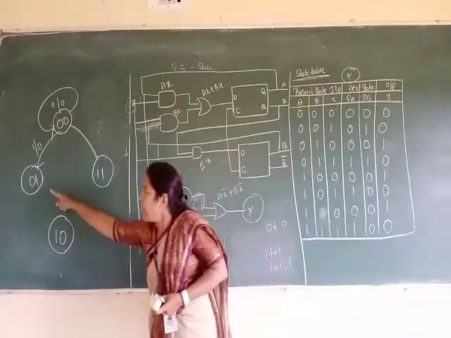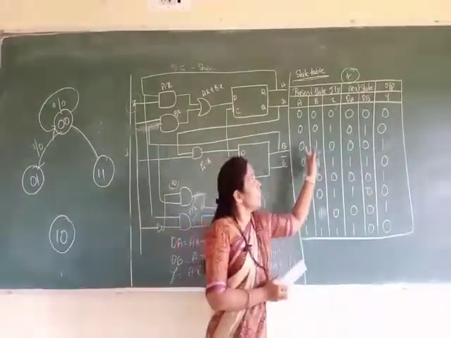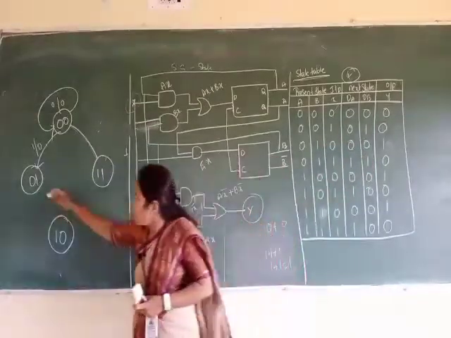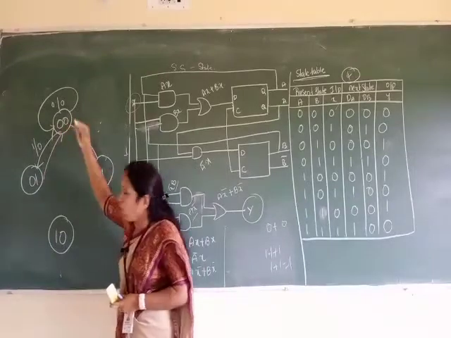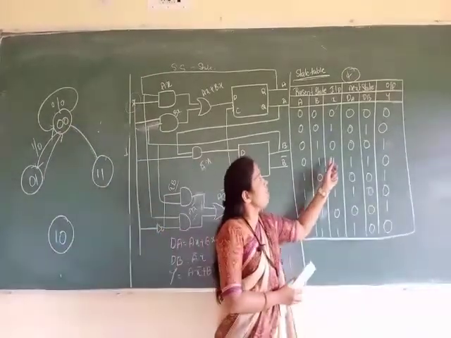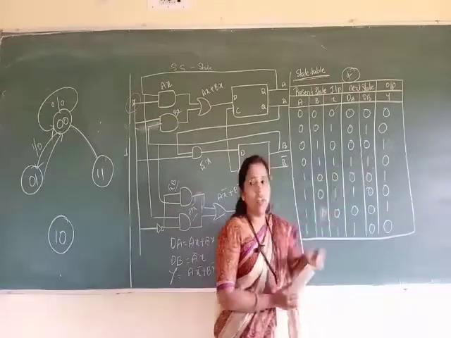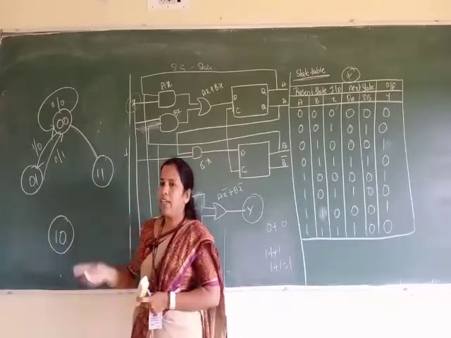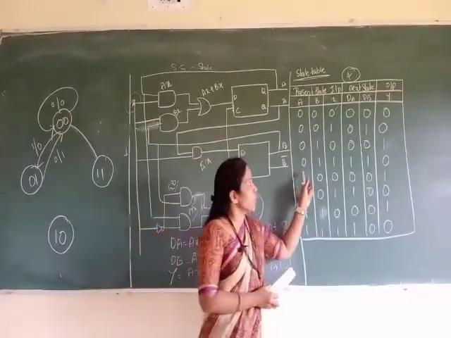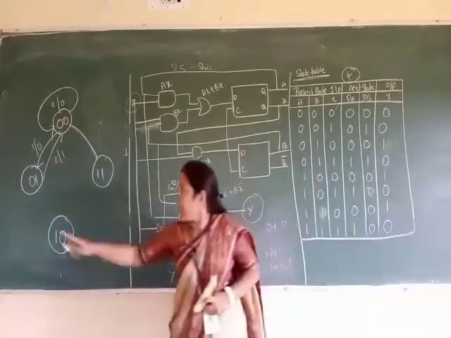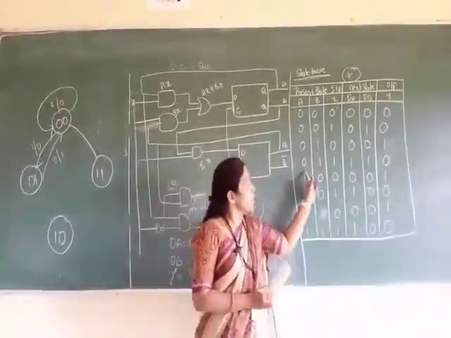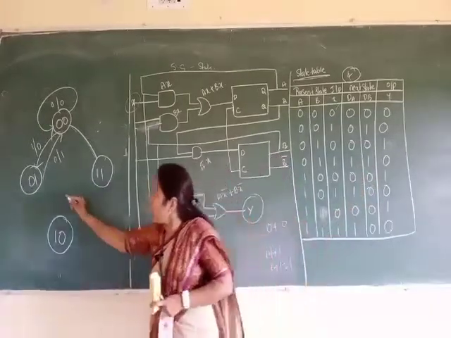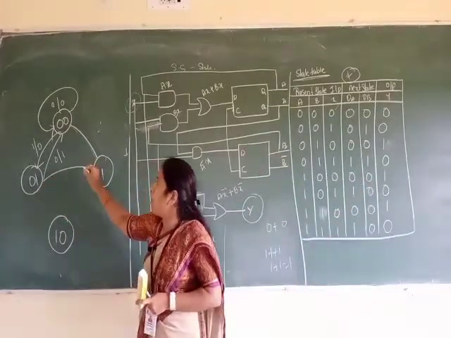Third case: present state is 0,1. Now from there it is moving to 0,0. At that time, the x value is 0 and the y value is 1. Next, the fourth case: present state is 0,1 and the next state is 1,1. So 0,1 is moving to 1,1.